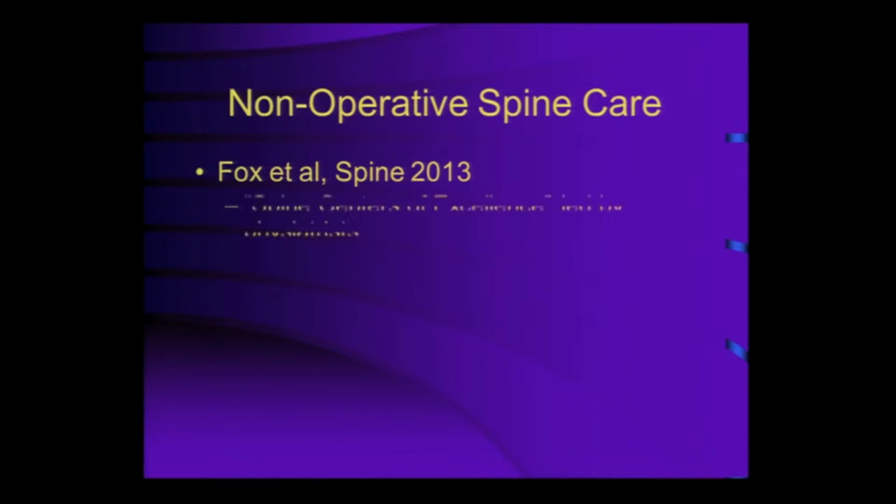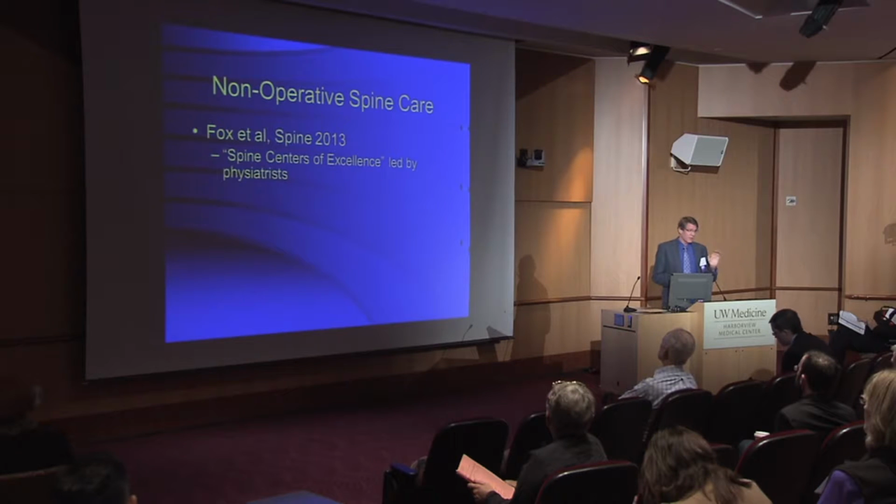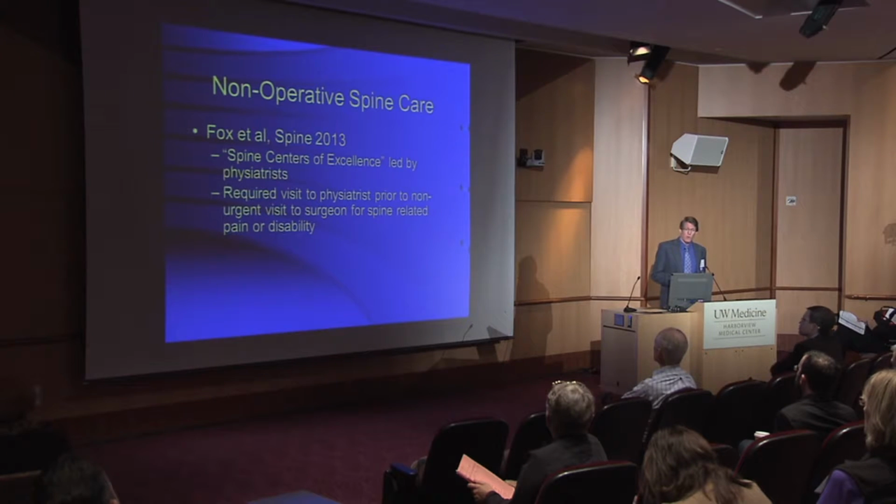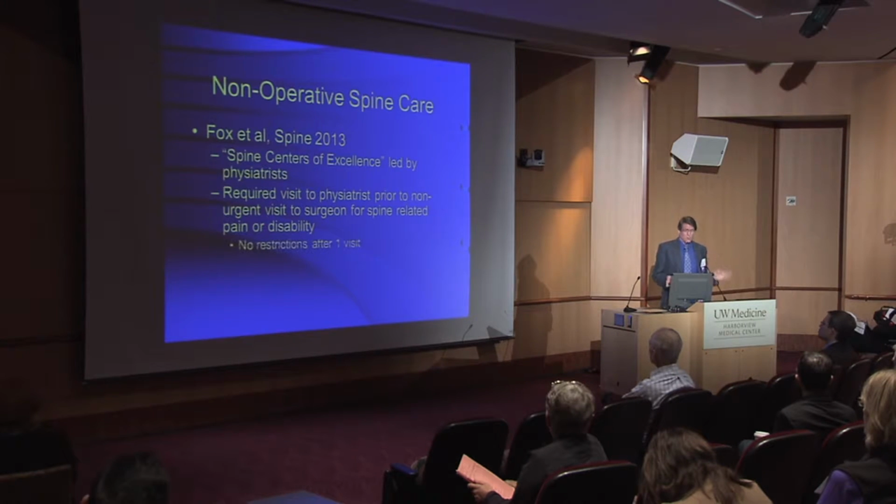And what they did is they created these sort of centers of excellence, which were put together, had multidisciplinary teams decide what that would be, and they had a physiatrist who was interested in spine care run it, basically. And the only requirement of the program is you had to see a physiatrist prior to a non-urgent visit to a surgeon. If you had a fracture, if you had a tumor, if you had progressive weakness, you went to the surgeon. They didn't stop that at all. And if you went for one visit, you could do whatever you want.